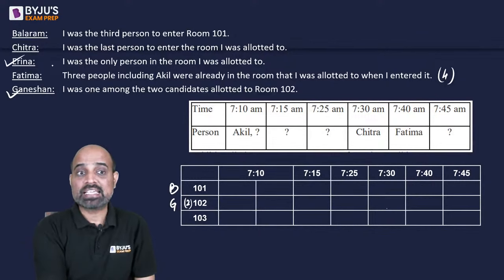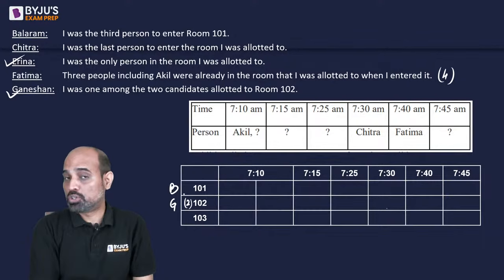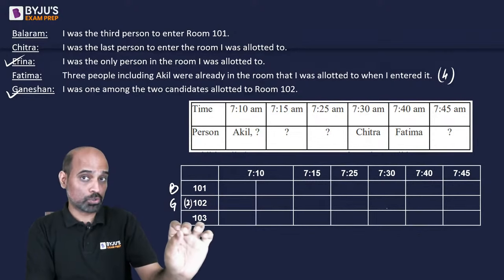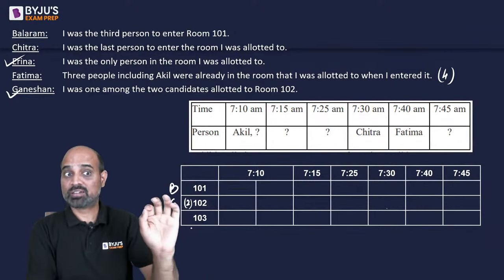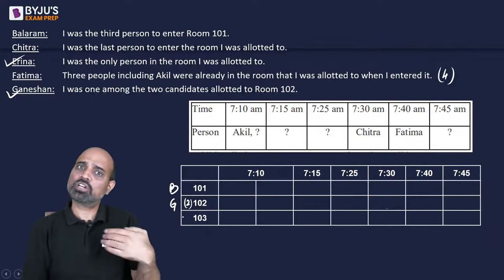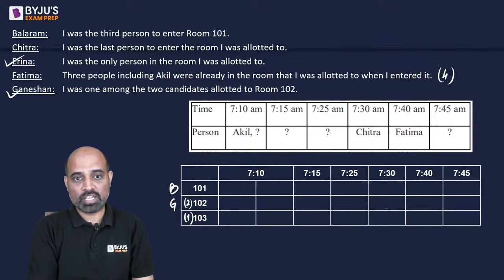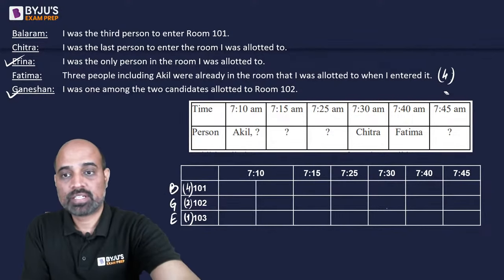And looking at E's statement, E cannot go to 101 because Balram is already there. E cannot go to room 102 because G is already there. Because E says there was one room that was allotted only to me. So can we say in 103 only one person was allotted and that person was E? 1 plus 2, 3, there are a total of 7 people. So the remaining 4 people went to 101. That means the 4 are here, right?